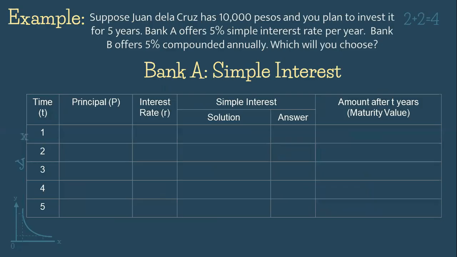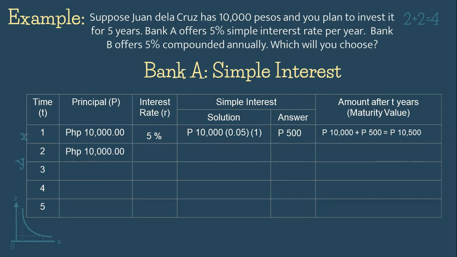So to illustrate po, ito po yung ma-earn na interest ni Bank A. For the principal of 10,000 and the rate of 5%, our solution using our formula, interest is equal to PRT. So P po is the 10,000 times the rate 5% in terms of decimal, that is 0.05 times 1 for the first year. So our answer for that is 500. Ibig sabihin, ito po yung simple interest na nag-gain ni 10,000 pesos. So after 1 year, yung 10,000 niya po plus 500, that will give us 10,500.